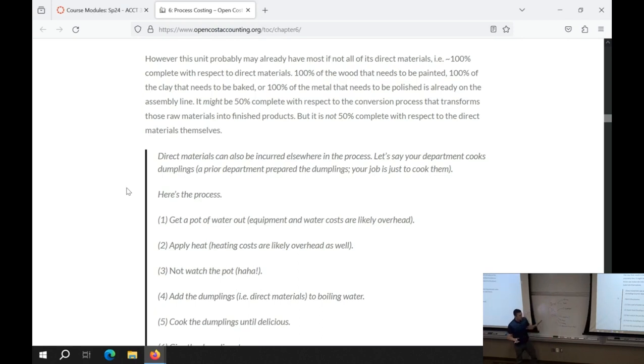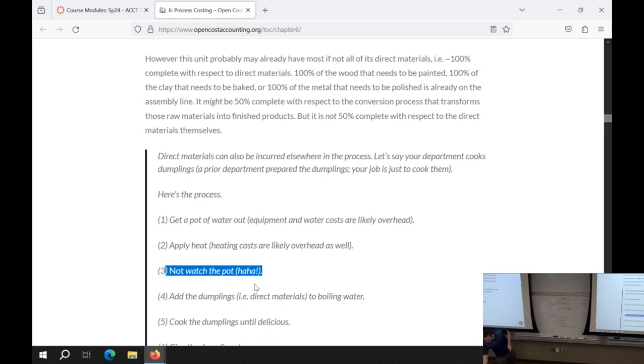Okay. So the process is you start with it frozen. With this scenario, we start with frozen, and it's going to convert into a finished good that is cooked and yummy, to use the technical terminology. But it has all this conversion that has to happen to it. So start the process. We get out the pot of water, the equipment; water costs are overhead. We apply heat. Heating costs probably also overhead. Don't watch the pot. It's part of your job as direct labor. Don't watch it because it won't boil then, right?